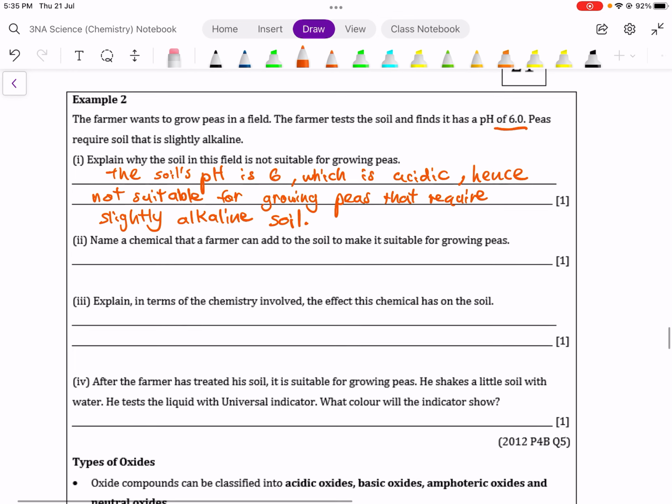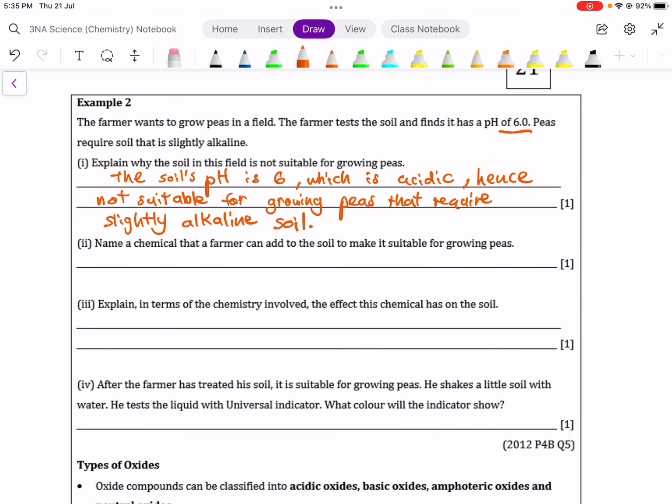Then the chemical that they can add in, this one is liming, so we can either add calcium oxide or calcium hydroxide. This one has a nickname now. Calcium oxide's nickname is quicklime, calcium hydroxide's nickname is slaked lime.